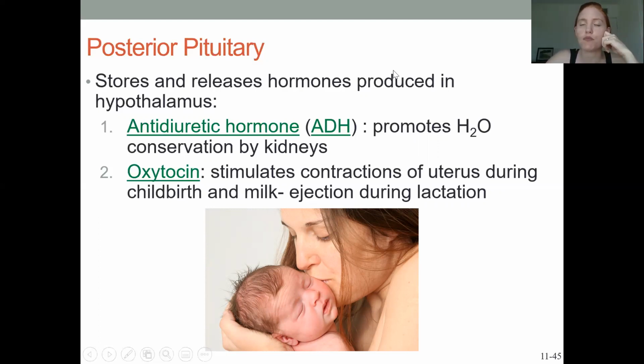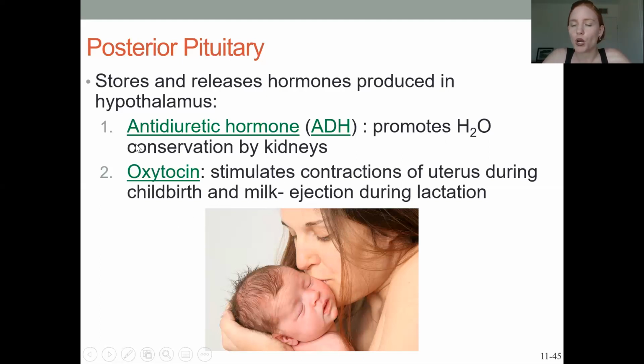What it does is promote water absorption back into the body, so that as things are flowing through the nephron in the kidneys, it's going to reabsorb more of the water back into the body, which means you have less of it coming out in the urine. That helps maintain body fluids and blood pressure as well. So that's the antidiuretic. It's against peeing. It conserves the water.